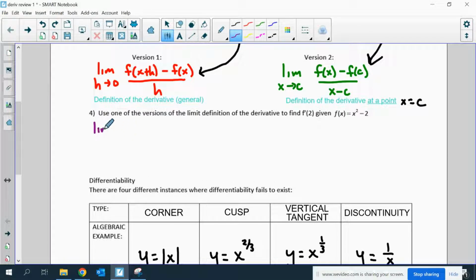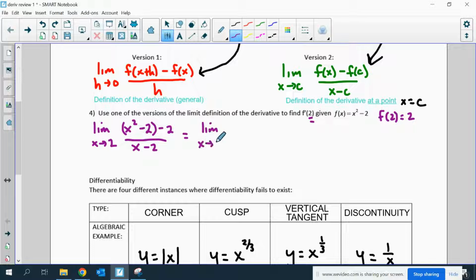So version 2 would be the limit as x approaches 2, because I'm finding the value at 2, of x squared minus 2. That's f of x. And then minus f of c. So what is f of c? So the function value at 2 would be 4 minus 2, which is 2, all over x minus c, which is x minus 2. So then I take limit as x approaches 2 of x squared minus 4 over x minus 2.